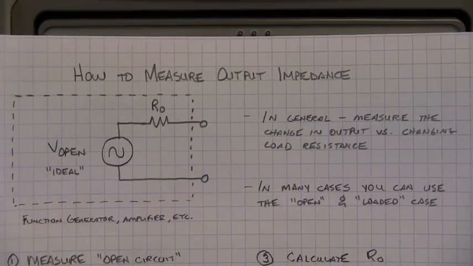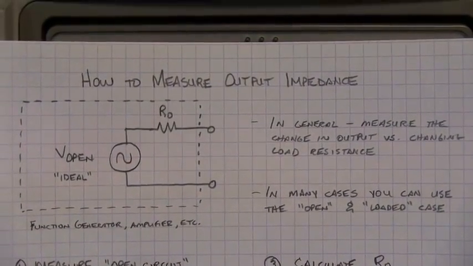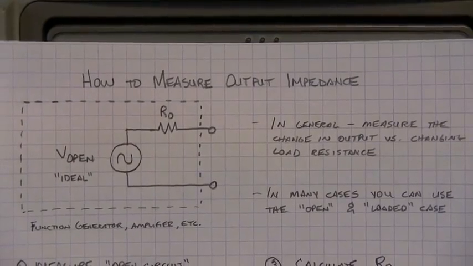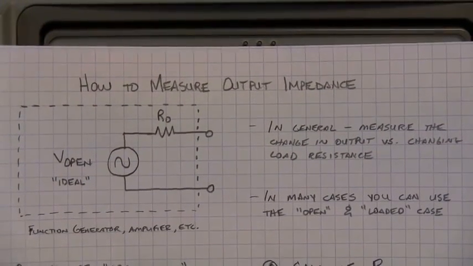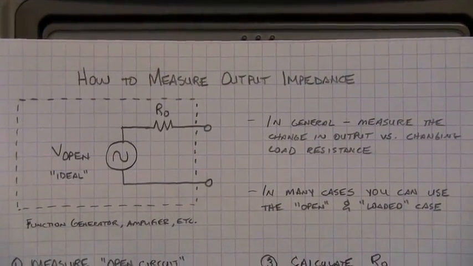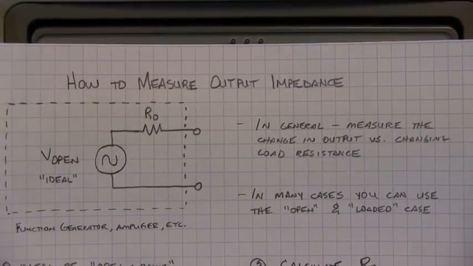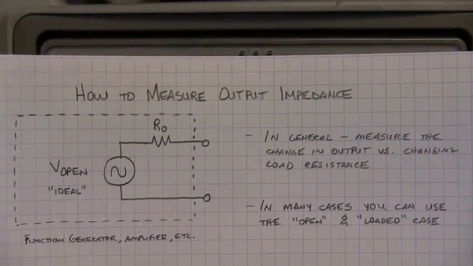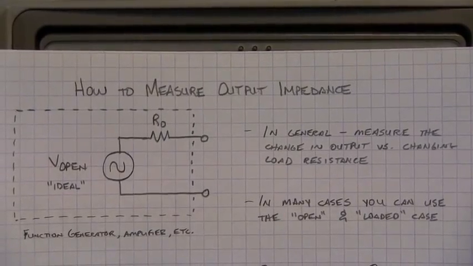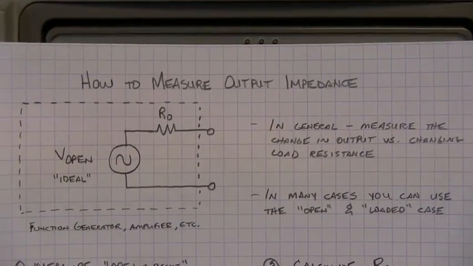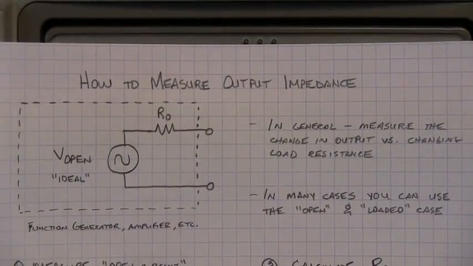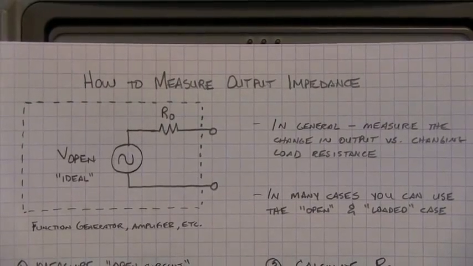In this video, we're going to address how to measure output impedance. This has been requested a couple of times, and this will work for many circuits, but certainly not all. But this will kind of work in a general case. And we're talking about output impedance that can be modeled as an ideal resistor in series with an ideal voltage source.